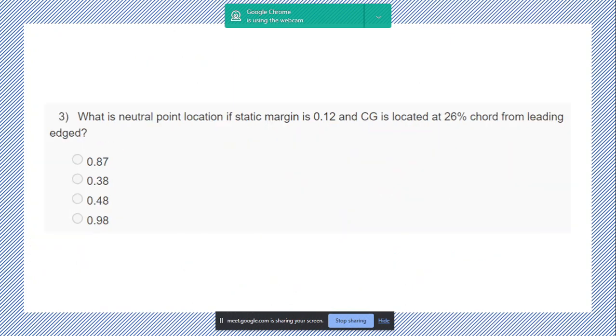Next question. What is the neutral point location if static margin is 0.12 and CG is located at 26% of chord from leading edge? Very simple question. How do we proceed?